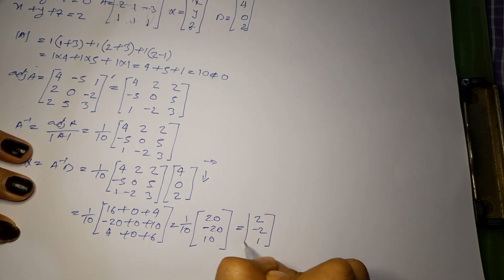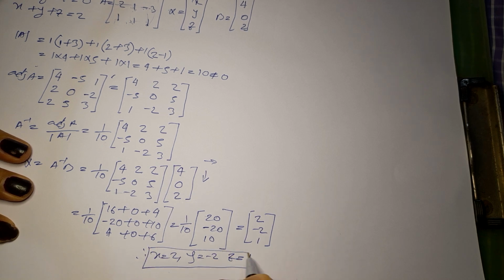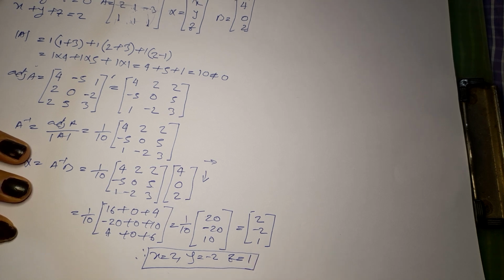So we got the value of x, y, z, that is x equal to 2, y equal to minus 2, and z equal to 1. So this is the solution of this system of linear equations.